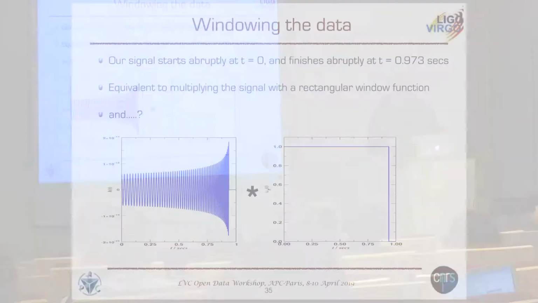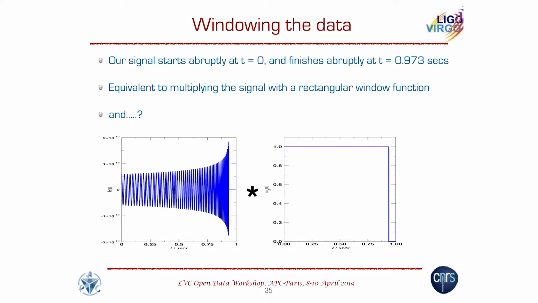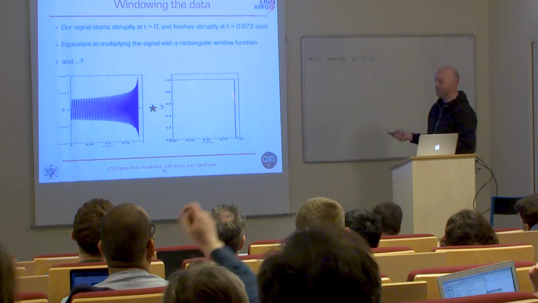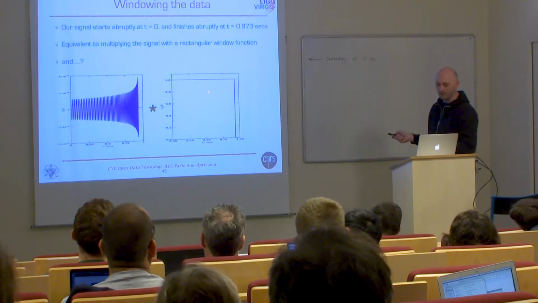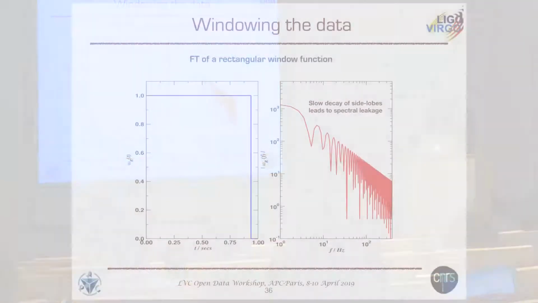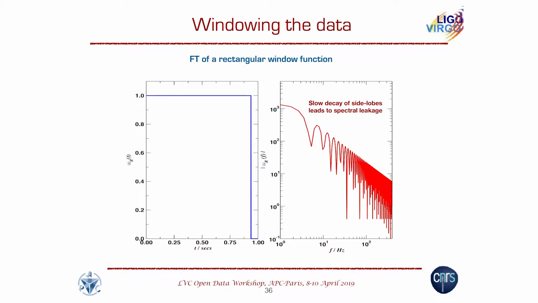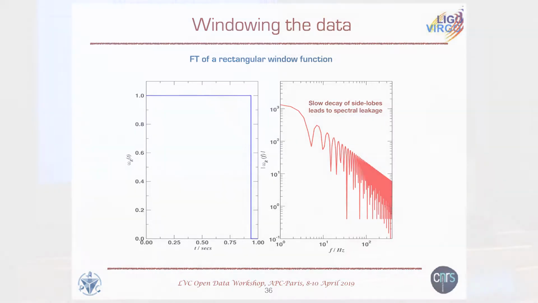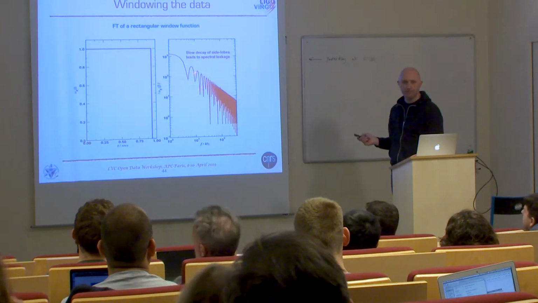So what's actually going on? If I just do a naive analysis, then my signal essentially corresponds to something that starts abruptly at t equals 0 and finishes abruptly at the last stable orbit. This is equivalent to taking my waveform and multiplying it by a rectangular window function. So if I take the Fourier transform of just the window function, I see that I have a very, very slow drop-off in the side lobes, and I get a lot of spectral leakage at higher frequencies. So we need to basically treat that.